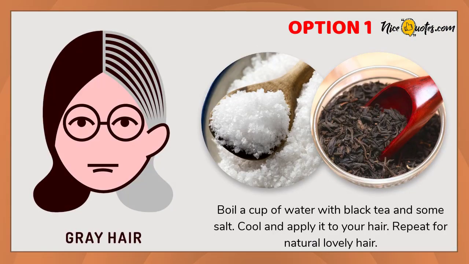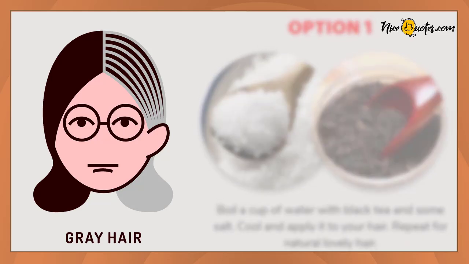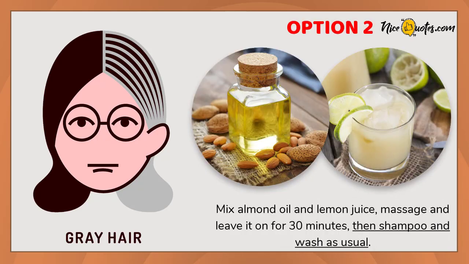Boil a cup of water with black tea and some salt. Cool and apply it to your hair. Mix almond oil and lemon juice. Massage and leave it on for about 30 minutes.